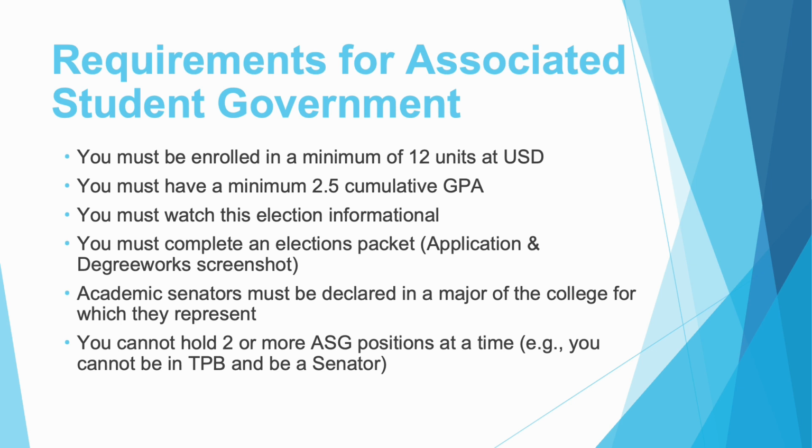The fourth one is that you must complete an elections packet, which is essentially the application, and then you provide us a screenshot of your DegreeWorks for us to verify your information, your GPA, units, all of that stuff. And the fifth one is that all academic senators must be declared in a major of the college for which they represent. So if you're majoring in business, I don't want to see you running for a College of Arts and Sciences senator position. Similarly, if you are a residential senator, you must live in the residence hall that you are representing. And then the final requirement is that you may not hold two or more ASG positions at a time. That's honestly just a lot, and that's for your benefit as well, so let's just keep it at one.